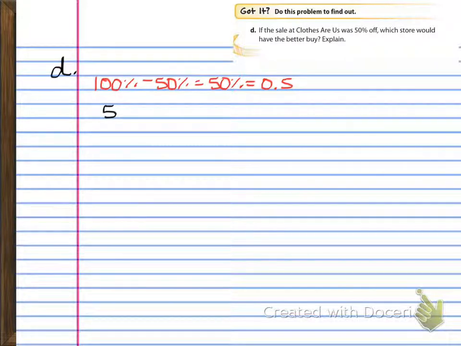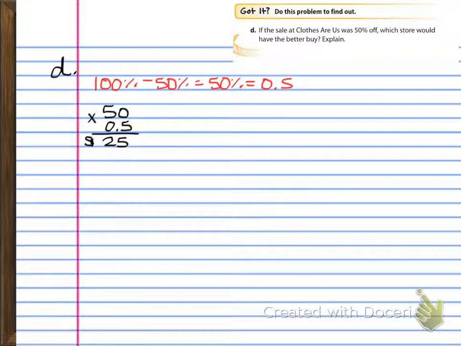All right, so now we're going to go ahead and look at D. So if the sale had been 50% off, you would take 100% minus the 50%, and that would give you 50%. Once you get the 50%, you're going to change that to a 0.5, and then take 0.5 or half of 50, which is 25.